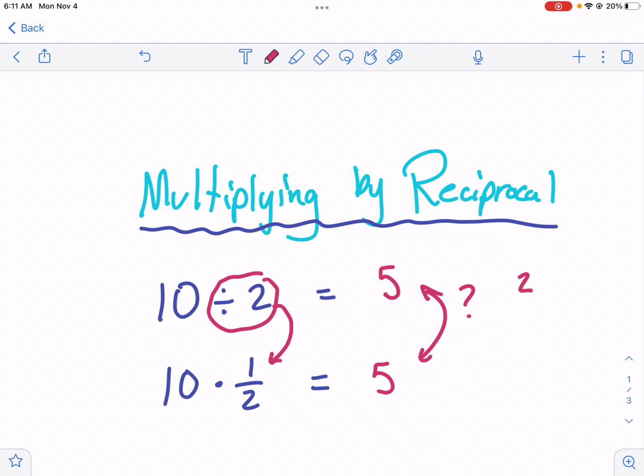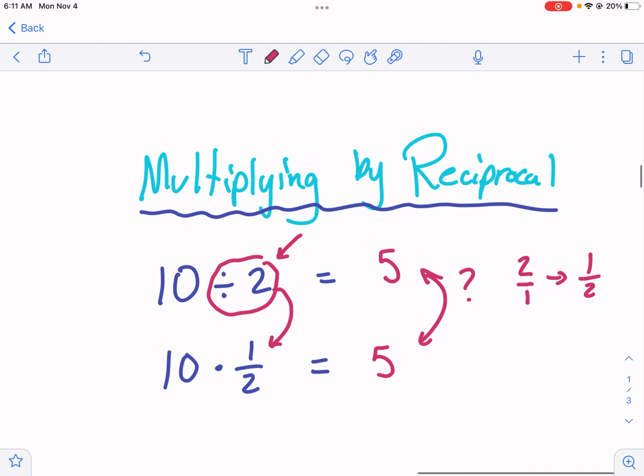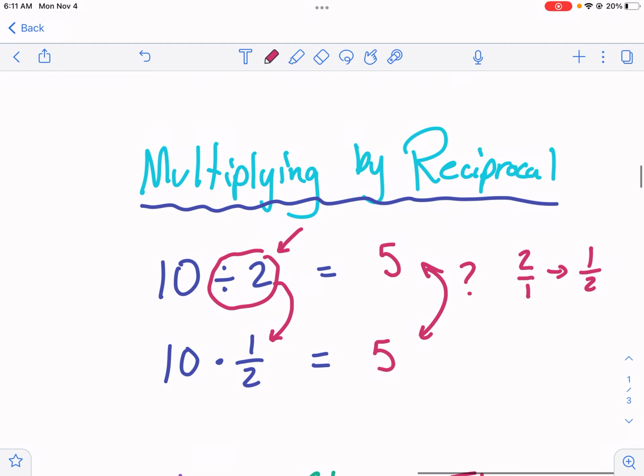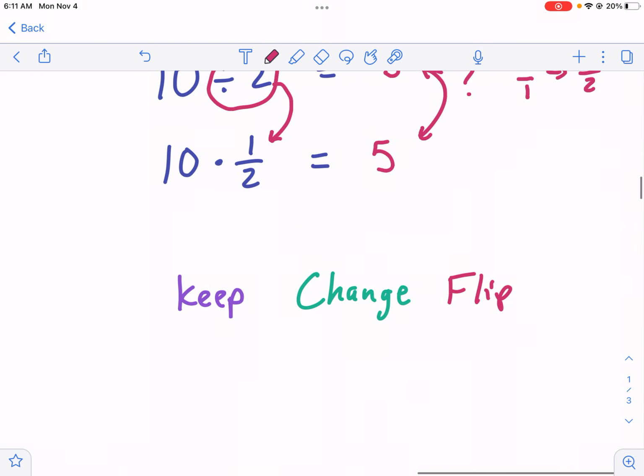A reciprocal simply means if we have a number, let's say 2 over 1, which is equal to 2, and we flip the numerator with the denominator, that becomes the reciprocal. So this is one example that demonstrates that if we divide by a number, we can multiply by the reciprocal of that number and we get the same result. That leads us to keep, change, flip.